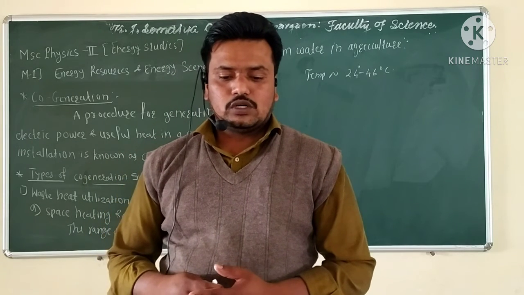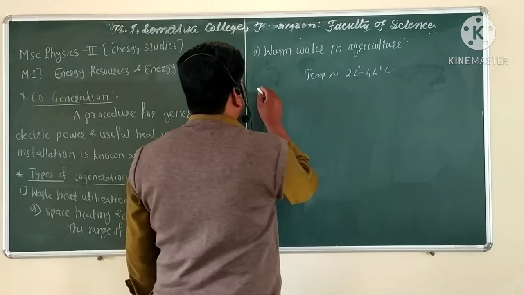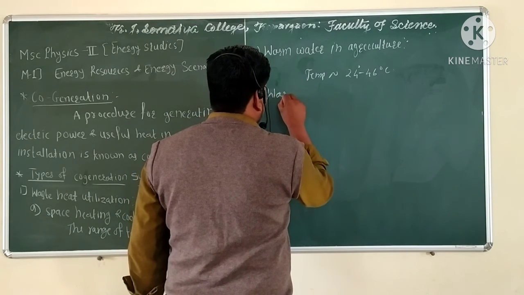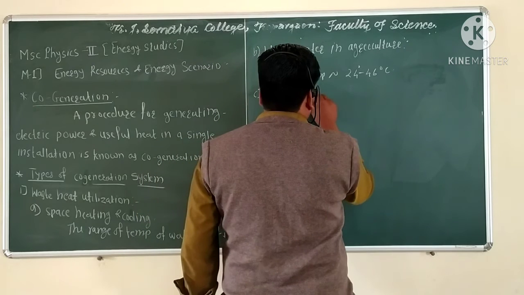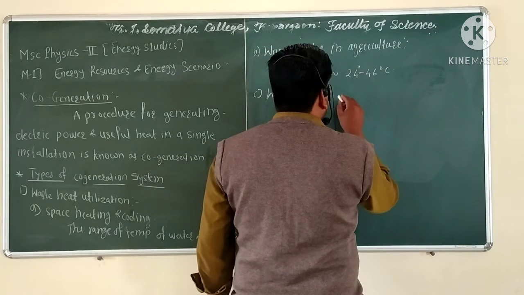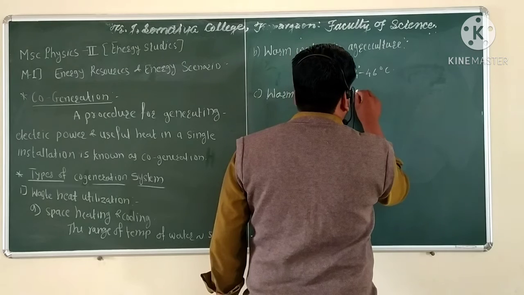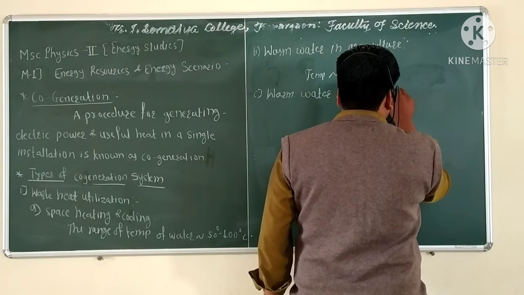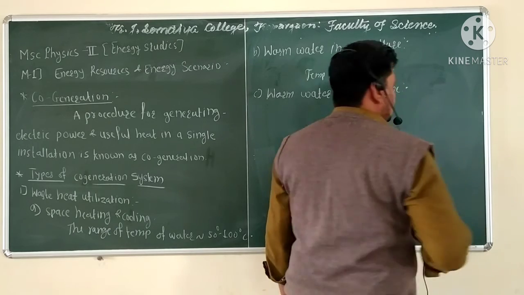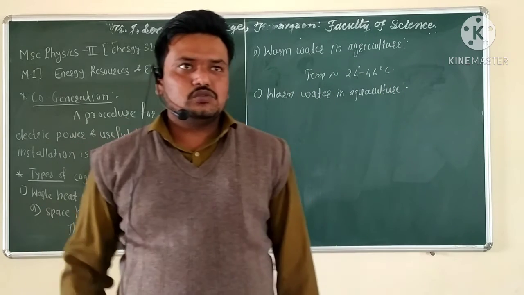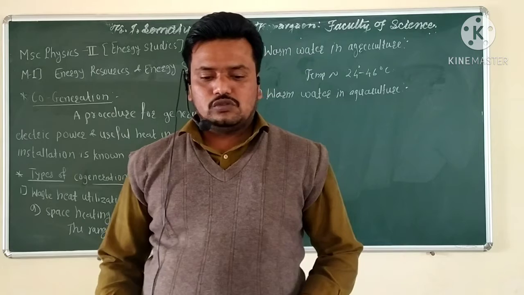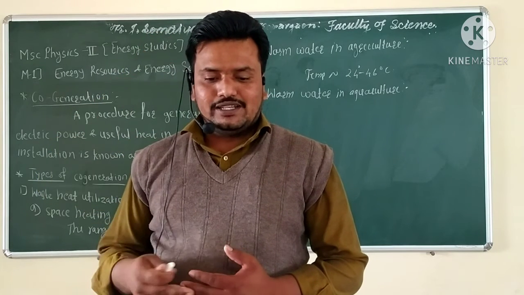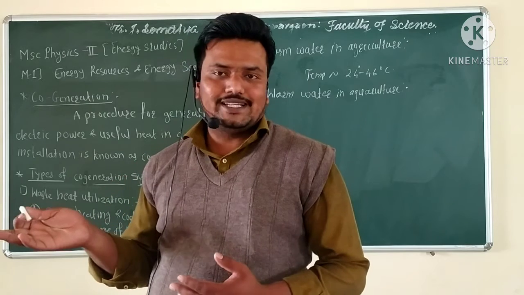Next is warm water in aquaculture. That is part C, warm water in aquaculture. The warm water used in aquaculture has a temperature of about 32 degrees Celsius.